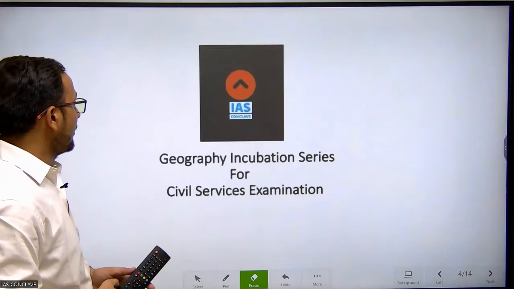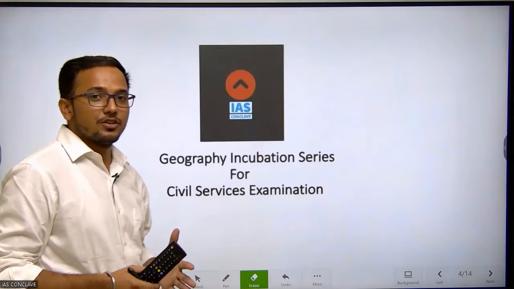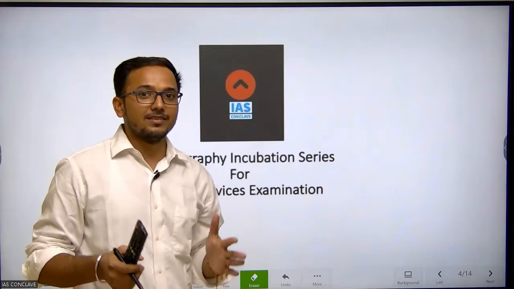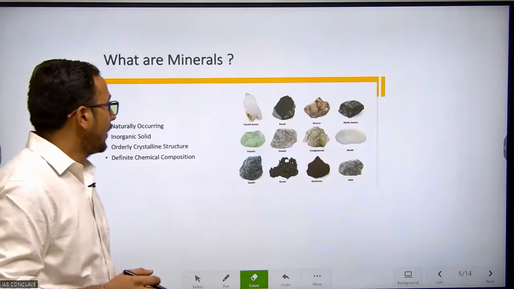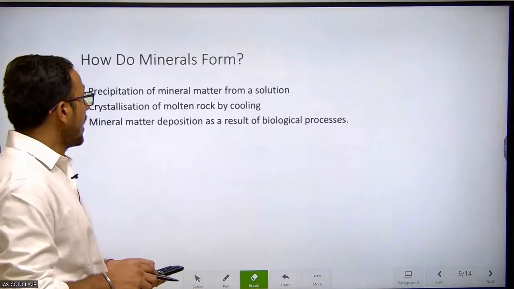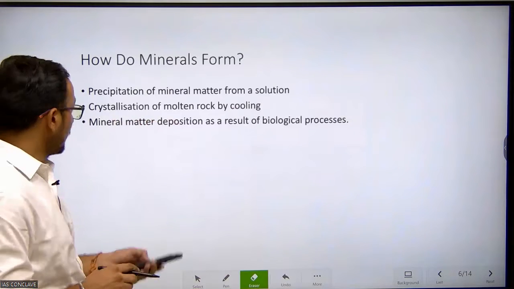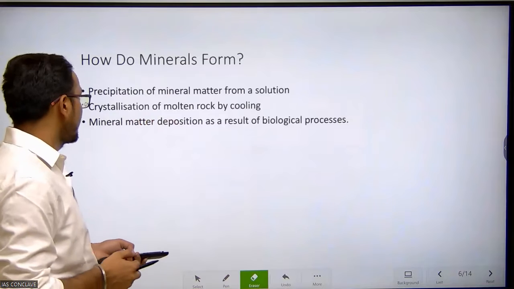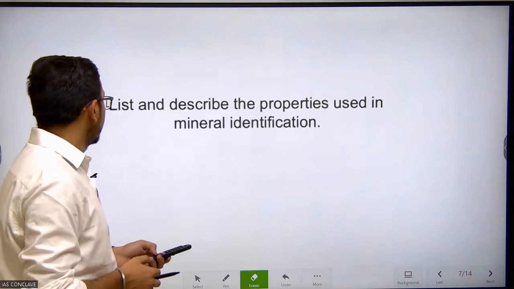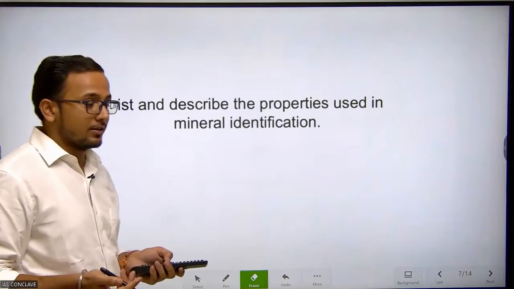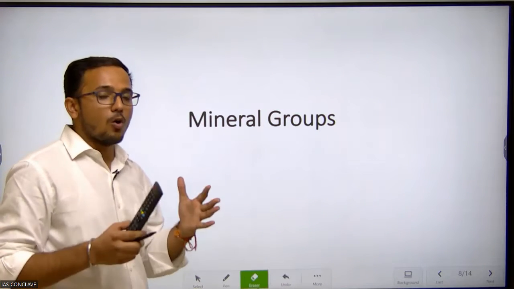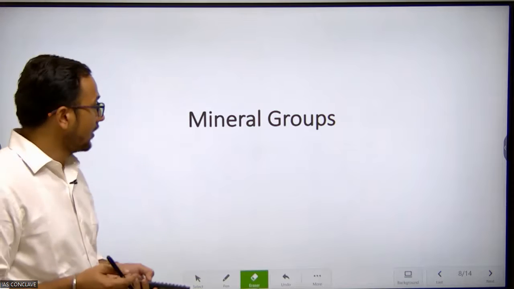And this is our Geography Incubation series for the civil services examination, especially for those students who lack somewhere in their fundamentals and the basics of geography. In this series, we have already covered what minerals are and how minerals form, through three processes: precipitation, crystallization, and deposition. We have also seen the properties of minerals. And now we will look at mineral groups, how we can classify the minerals.